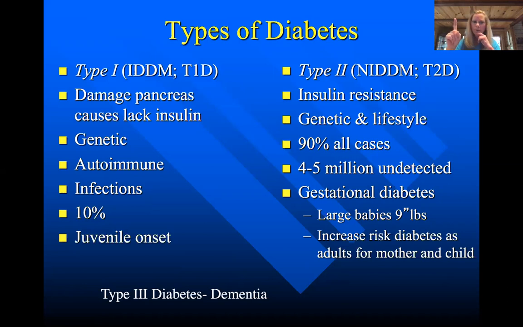So type 1, which used to be called insulin-dependent diabetes mellitus, and the mellitus piece to it would mean that you've got glucose spilling over into your urine, which normally is not happening. Normally the glucose is getting digested and metabolized in the body. It's not spilling over into the urine.